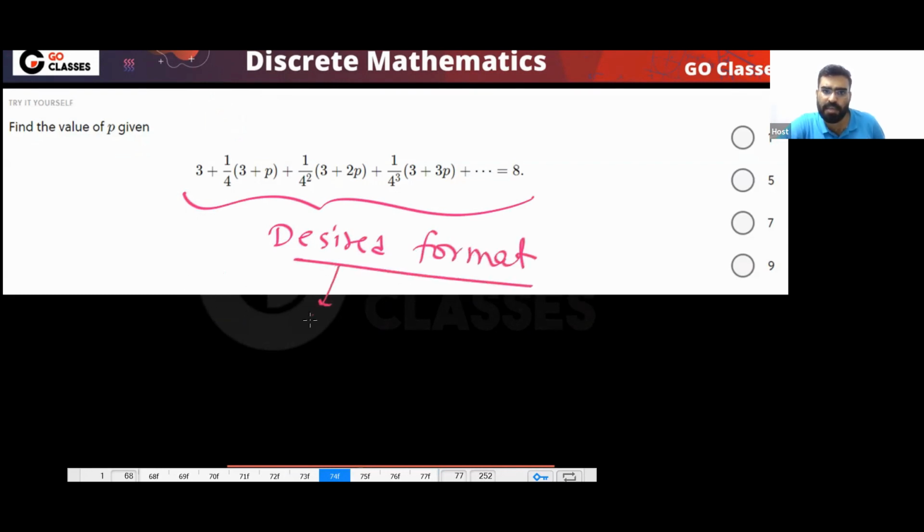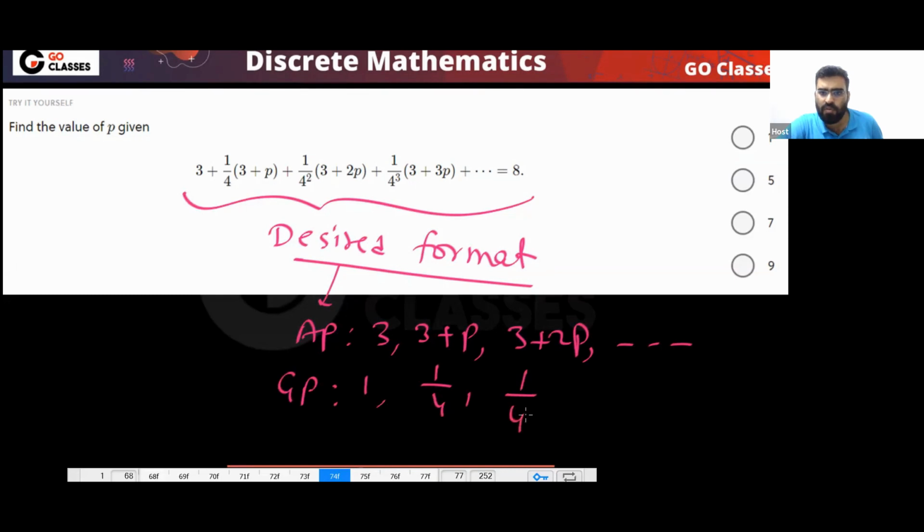Because what is your AP? Can anyone tell me what is your AP? AP is 3 plus P, 3 plus 2P. This is your AP. And what is your GP? GP is 1 by 4, 1 by 4 square. This is your GP. So everything is in the desired format.